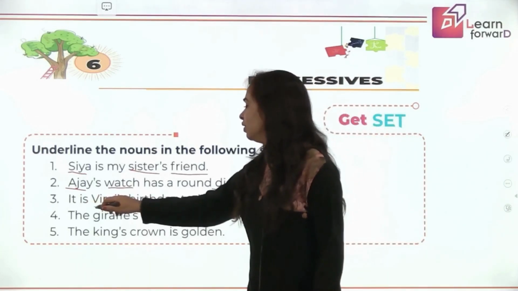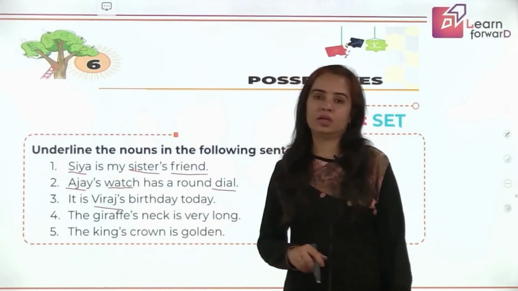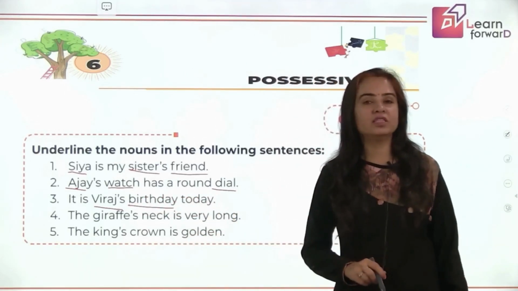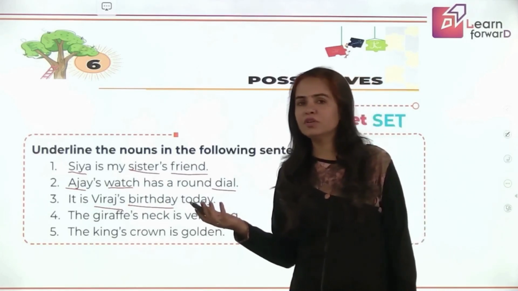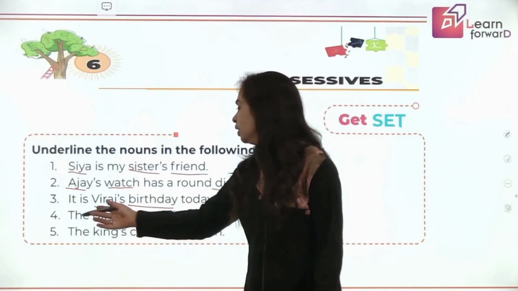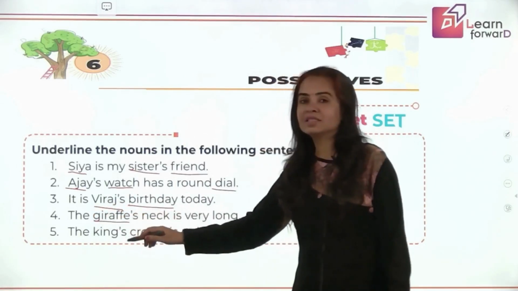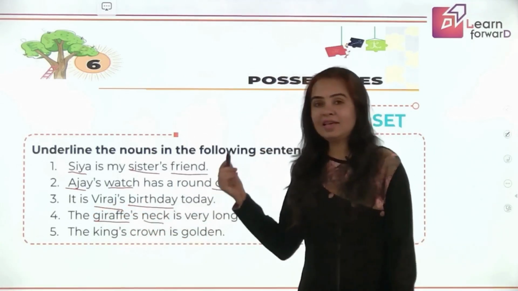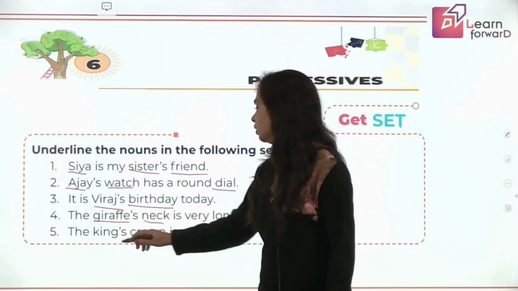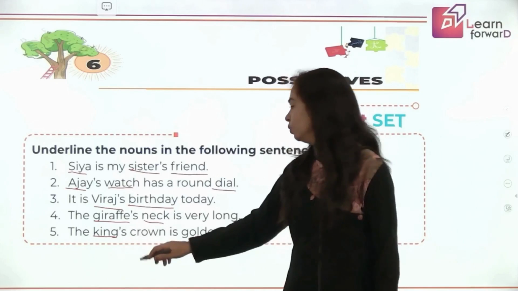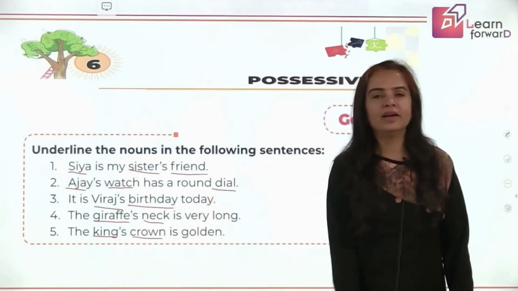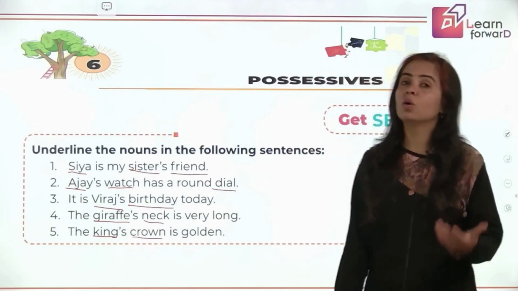It is Viraj's birthday today. So birthday is another occasion, just like we have the names of festivals. Birthday is an occasion for you. It's a festival for all of us. So that is also a noun. The giraffe, yes, an animal. Neck, yes, name of a part of body. The king's crown. Okay, king is a noun and crown is a thing. So all these underlined words are called nouns.